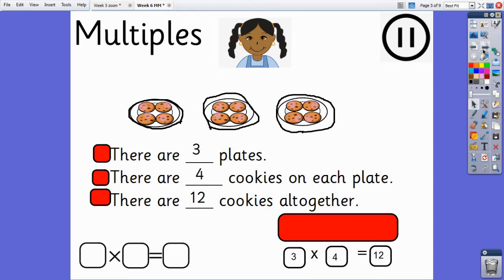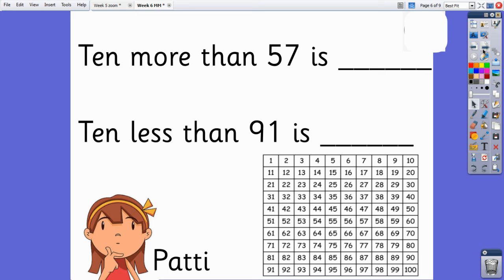Good work, everybody. We're going to move on to Patty place value. I'm going to read the sentences to you, and then I would like you to complete them using your 100 square. 10 more than 57 is. 10 less than 91 is. Pause the video and work out your answer. Let's tick or fix our answer.